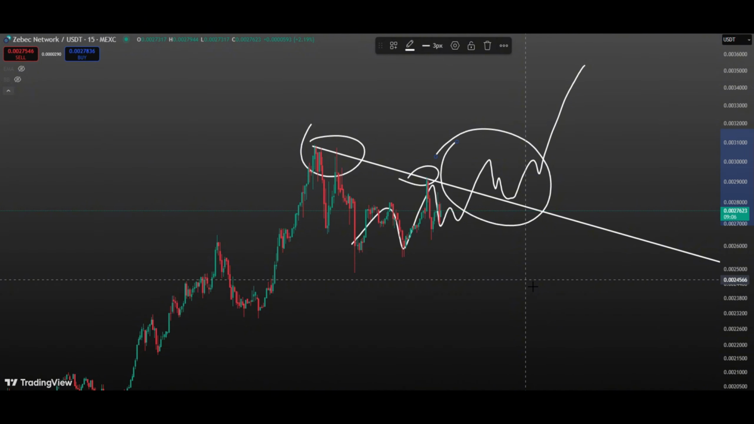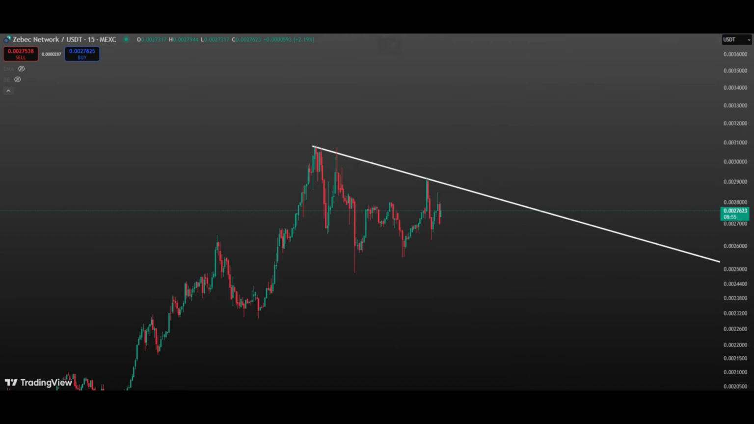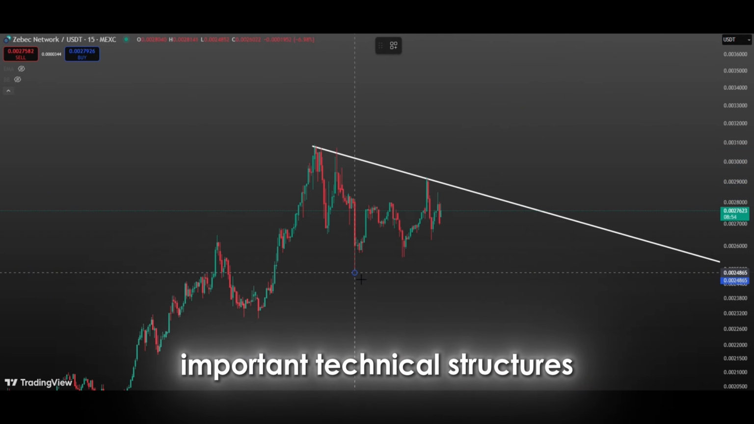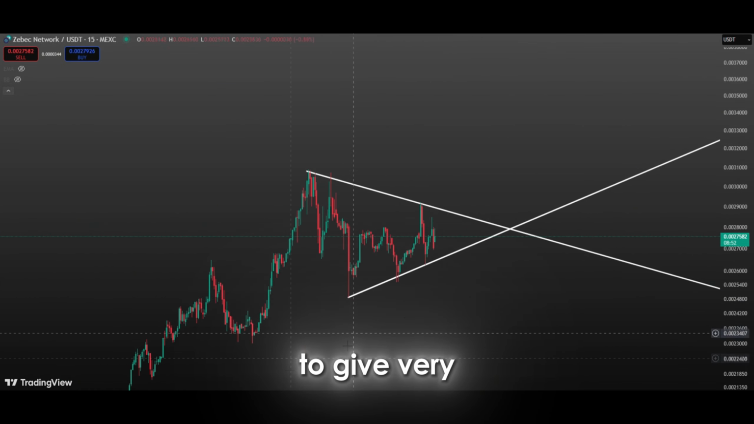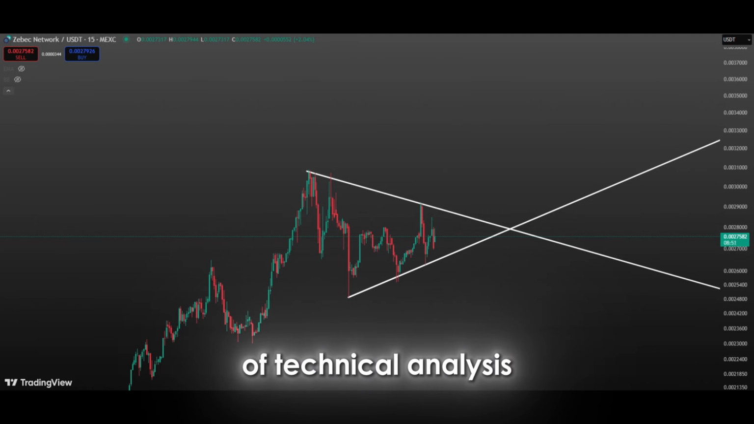But we cannot decide on the analysis with trends alone. Let's look at other metrics. Keep watching. The pattern, which is one of the most important technical structures on the chart, is a classic pennant pattern and is known to give very positive results in the world of technical analysis.